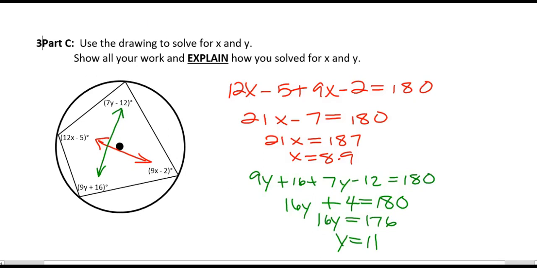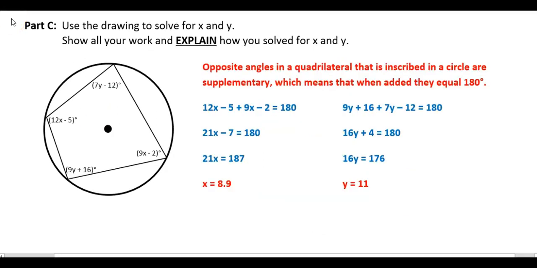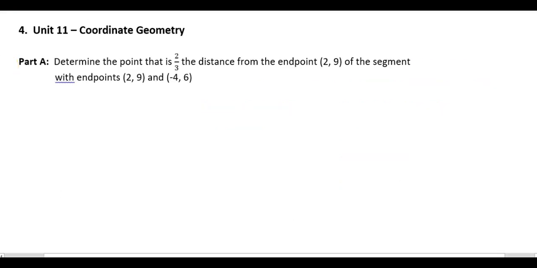Going to go to our explanation again. So here again with part C, I just said opposite angles in a quadrilateral that is inscribed in a circle are supplementary, which means that when added, they equal 180. So now we're on number 4, which is unit 11, coordinate geometry. This one says for part A, determine the point that is 2/3 the distance from the endpoint 2,9 of the segment with the endpoints 2,9 and negative 4, 6.